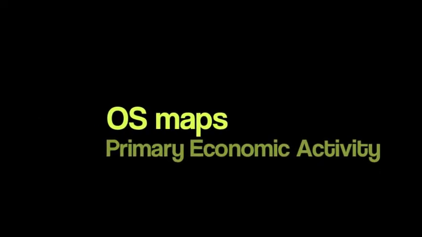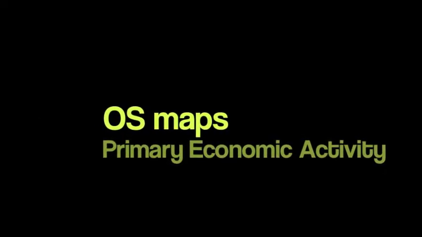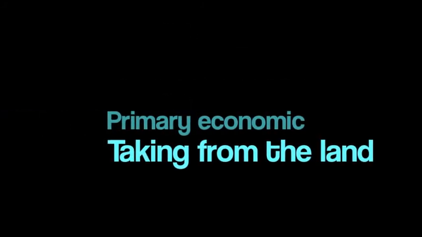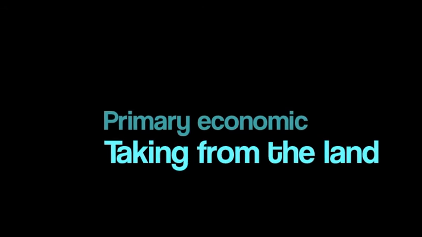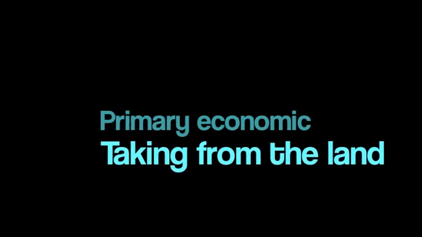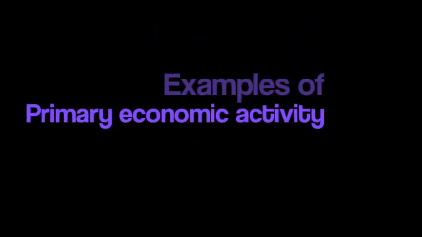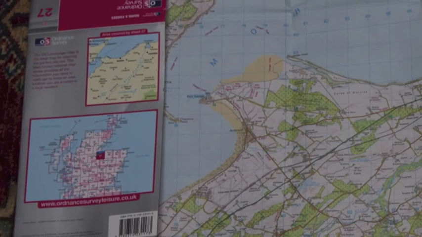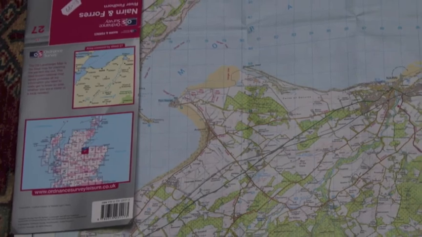OS Maps Primary Economic Activity. Every single CE exam has an OS Maps section. Primary is taking from the land or the sea. We're going to look at some examples of primary economic activity in the area of Nairn in northern Scotland.